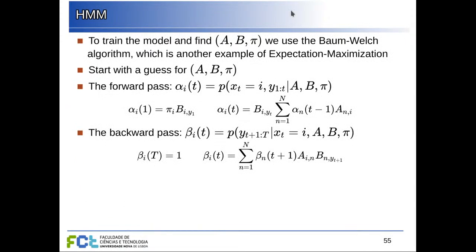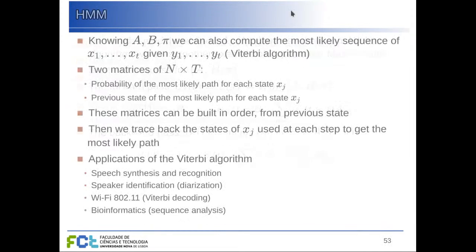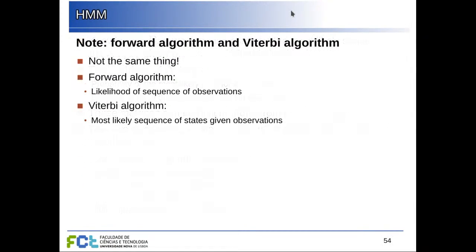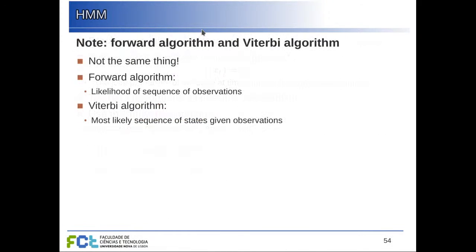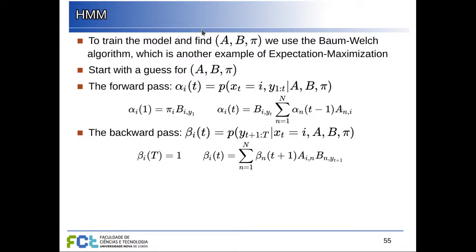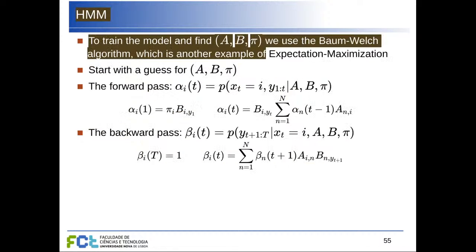So one problem that we have is that in both these examples, we assumed that we know these matrices. We know the A, B, and the pi's. That is, we know the probabilities of transitions between states. We know the probabilities of emissions for each state and each observable. And we know the distribution of probabilities for the initial state. Now, to train the model, we need to figure out these probabilities. And this is another example of expectation maximization.